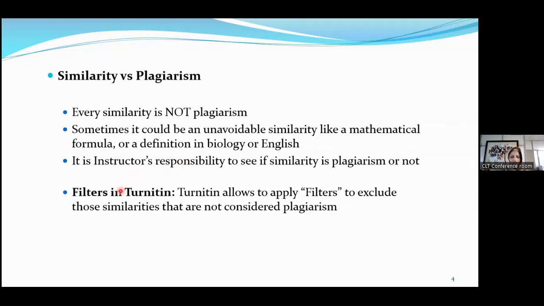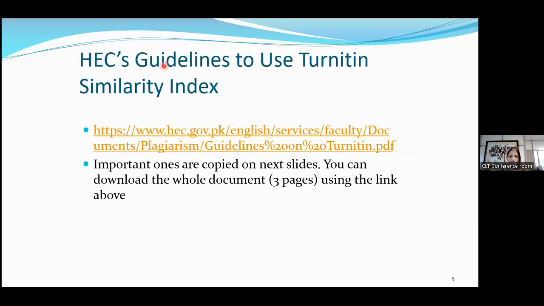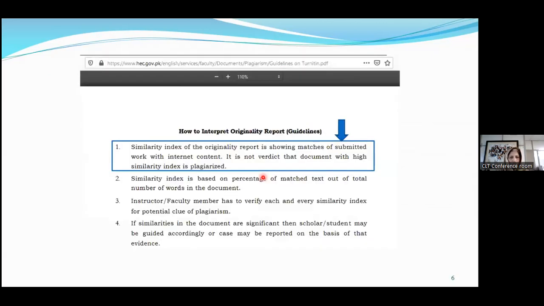For that, there are filters in Turnitin. You can filter out certain particular material from the text, and the similarity index should go down if you remove that particular part, which in your view is not plagiarism and is just a similarity. There are also HEC guidelines, a 3-page document. A link is given here in the PowerPoint, and you will get this PowerPoint. A few things I have just copied, which I want to mention.